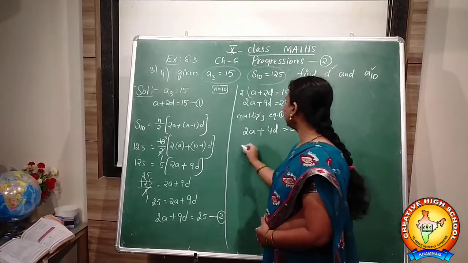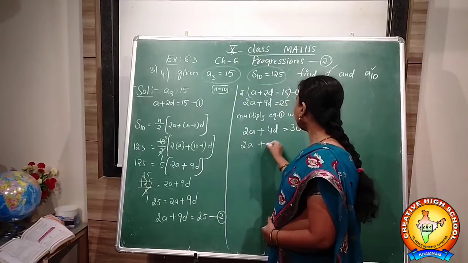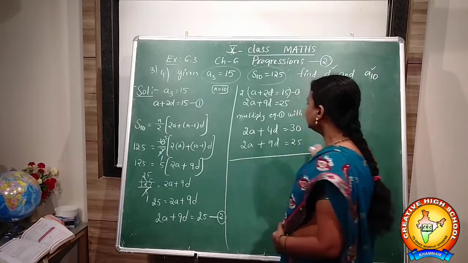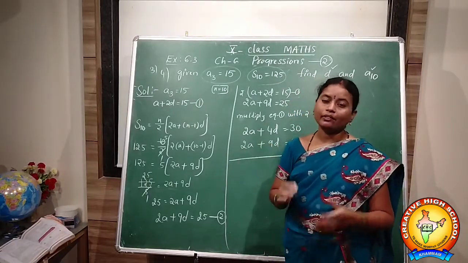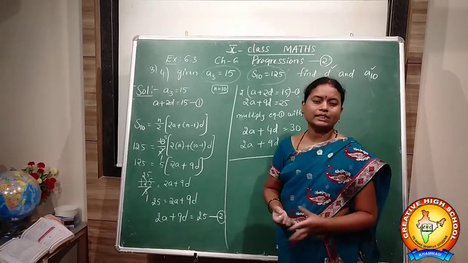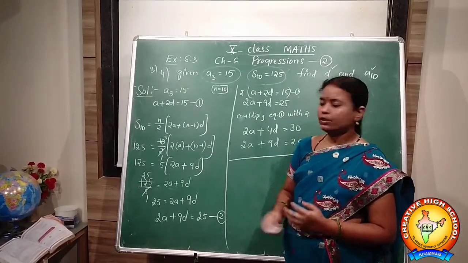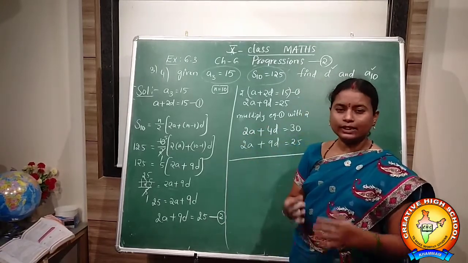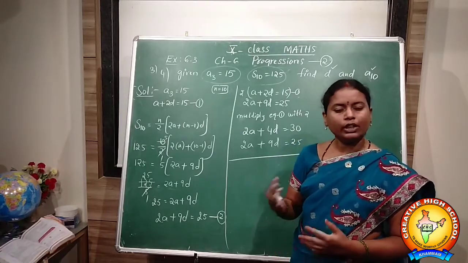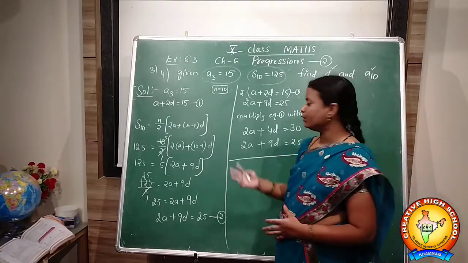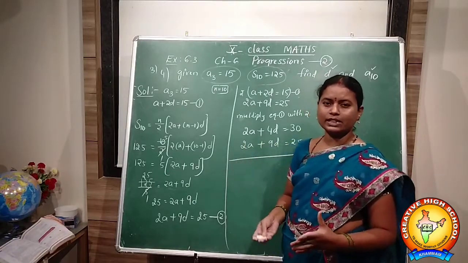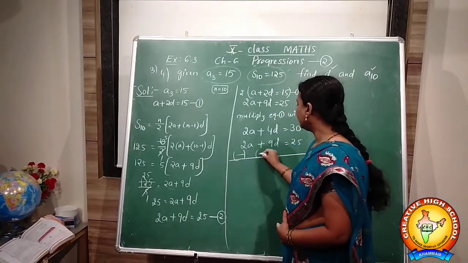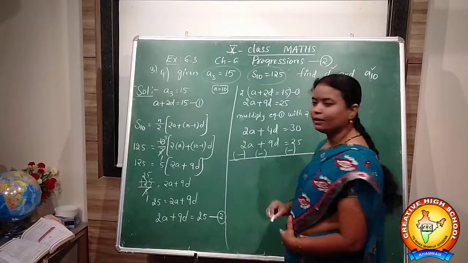Now write the second equation down: 2a plus 9d is equal to 25. See here, 2a we can cancel, but we can cancel only if there is one plus sign and one minus sign. Here both 2a's have plus signs, so we cannot cancel. That's why we have to do the subtraction. We know very well that when subtracting, we have to change the signs, so each sign will become minus.